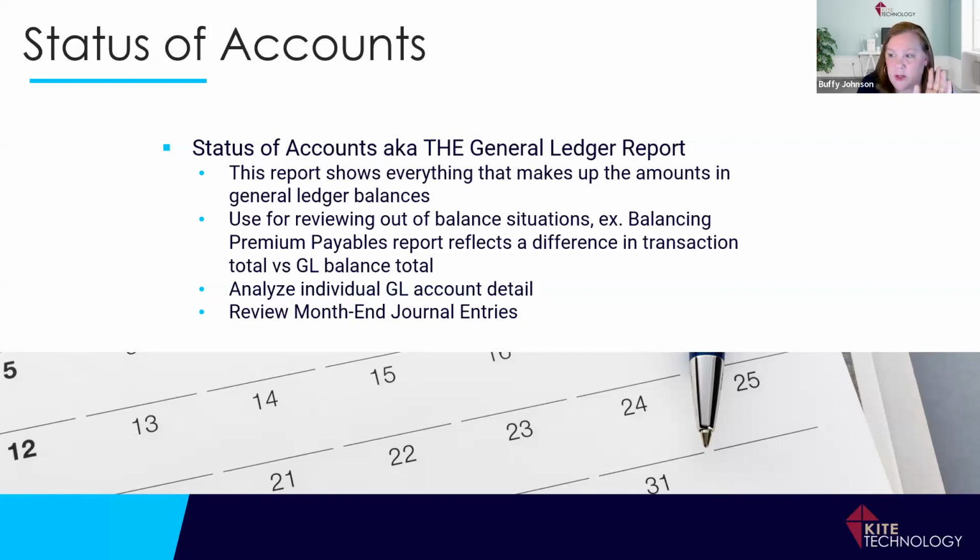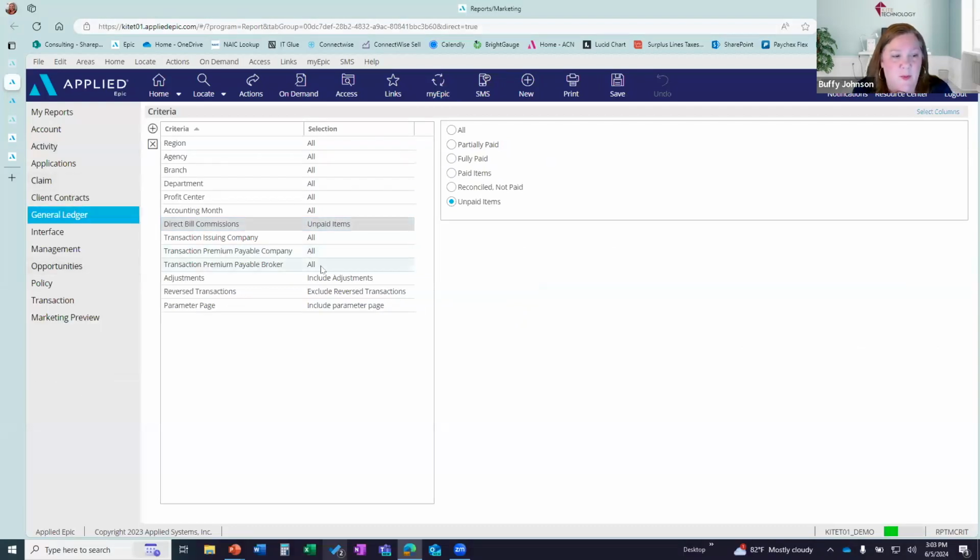You could either set it to run all of your GL accounts at one time, or if you're just wanting to select one or a few of your GL accounts, you can do that. You can run it for a specific accounting month, or for a range of months, or open through your current month. That basically will show you all of the detail of that GL account: all of your debits, all of your credits. It breaks it out by disbursements, receipts, journal entries, MJEs, the month-end journal entries, and vouchers. If you use vouchers, they'll be in there as well.